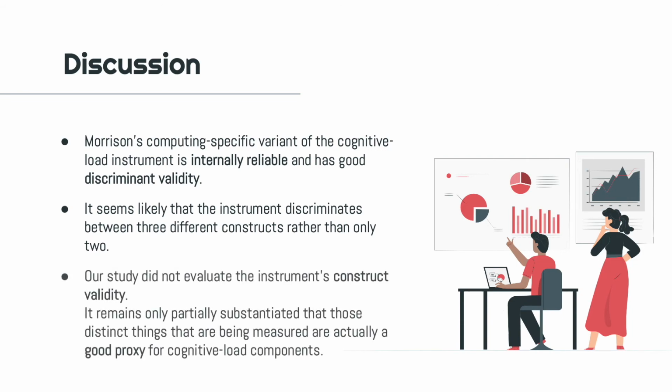The good news aside, we believe it's important to stress that our study did not evaluate the instrument's construct validity. That is, although we may be confident that Morrison's instrument and others like it in the psychological literature are reliable, and although we may be confident that they measure several distinct things, it remains only partially substantiated that those distinct things that are being measured are actually a good proxy for cognitive load components. Indeed, there are some significant question marks over the construct validity of self-assessed cognitive load in general and supposed germane load measurements in particular. We discuss this at some length in the paper.